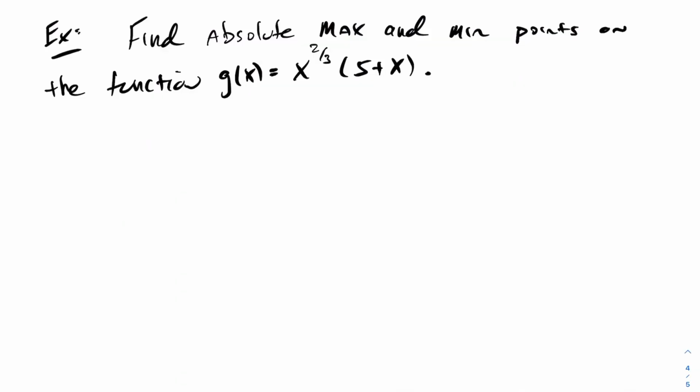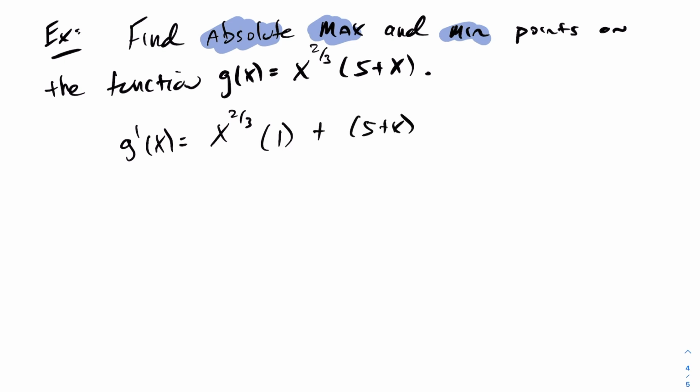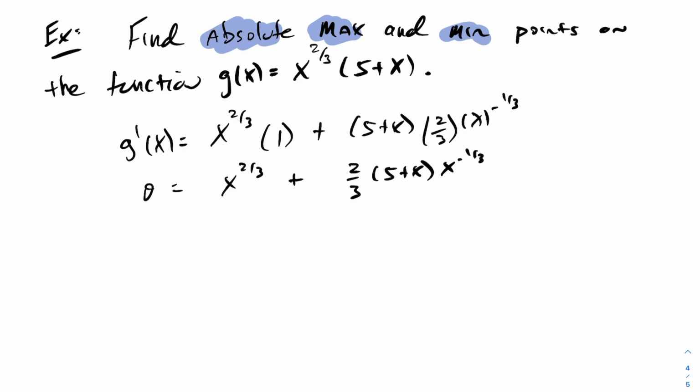Let's look at another example. For this question, we want to find our absolute maximum and minimum. So in this situation, I'm going to take our first derivative and find our critical numbers. Using the product rule, we have the first times the derivative of the second plus the second times the derivative of the first, so you get 2/3 x to the minus 1/3. Setting this equal to 0, we have x to the 2/3 plus 2/3 times (5 plus x) times x to the minus 1/3.